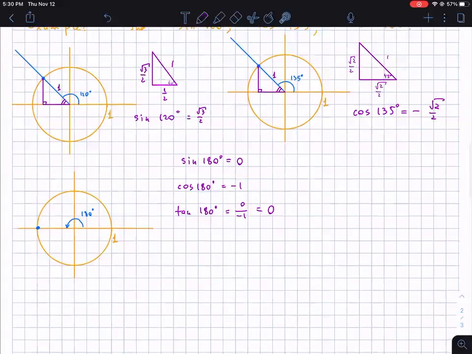Okay, so sine, cosine, tangent values at these points can be defined just from the diagram. So you don't need any right triangles for that. Okay. So these are the special right angles.